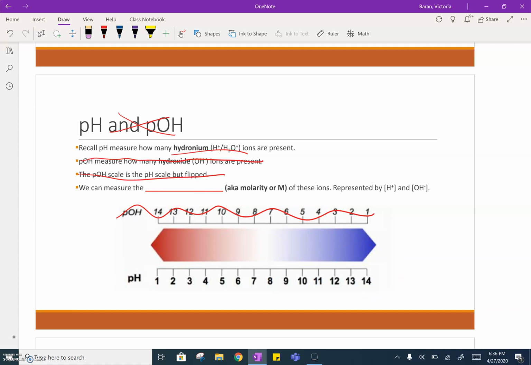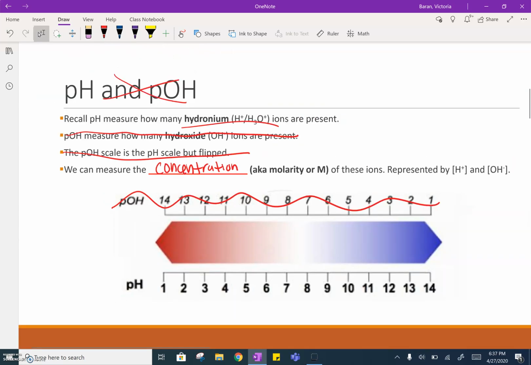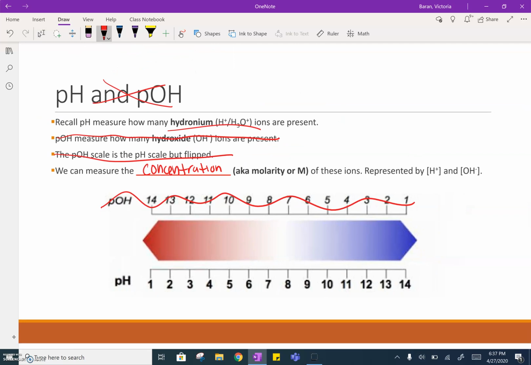Now, specifically, when we're talking about how many hydronium ions, what we're really measuring is the concentration. And remember, concentration, how we measure that is through molarity, or big M, which remember is moles per liter. So we're talking about how many moles of those ions do we have per liter, or that volume of that solution that we're talking about. And this right here is just another way to represent concentration.